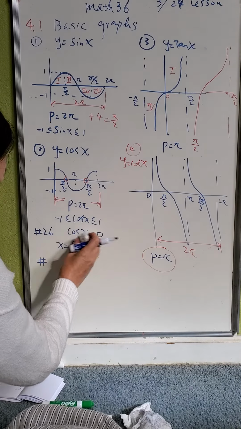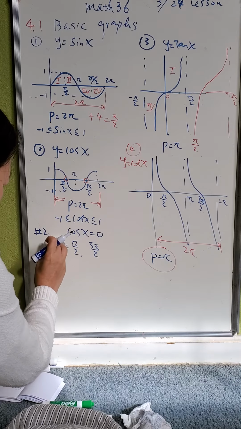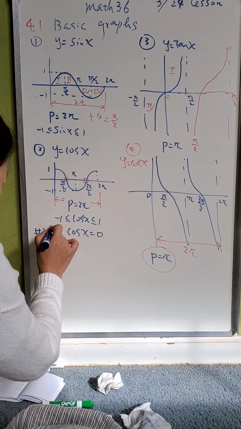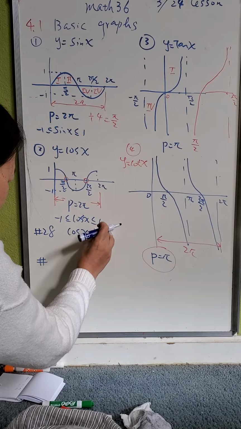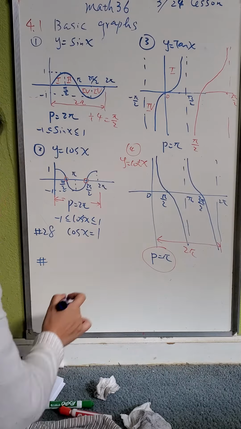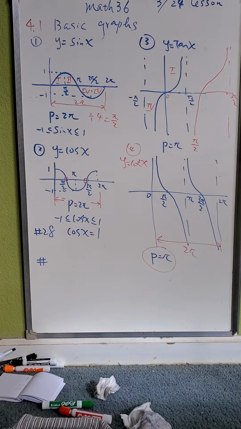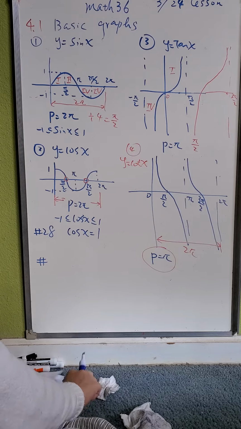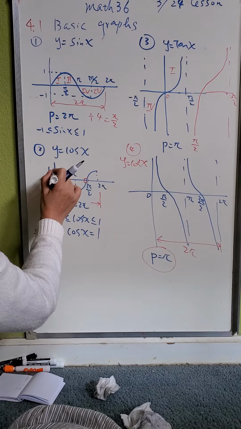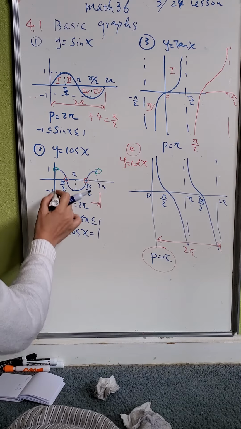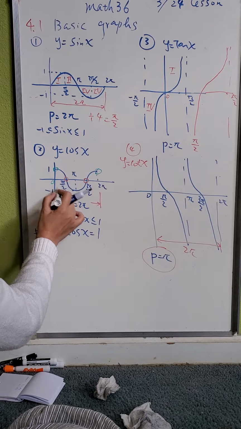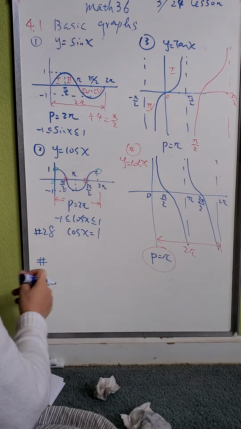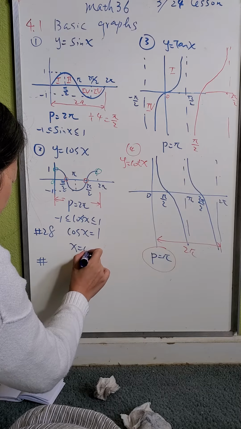So I'm going to erase this and go to number 28. This time they ask you cosine x equal to 1. They said, which angle will have cosine x equal 1? Well, cosine x equal 1 is right here, 1 and 1. And you drop down the angle, that's a 0, that's a 2 pi. So your x equals 0 and 2 pi.